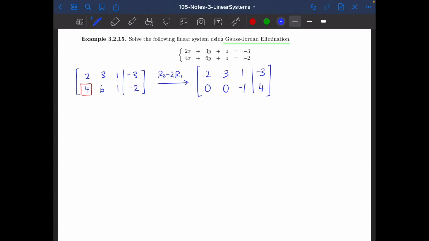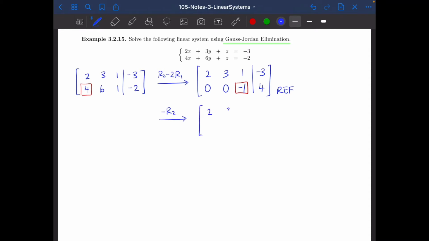And so this matrix is actually already in row echelon form. It is, however, not yet in reduced row echelon form. The leading entries are not leading ones. We have a leading 2 and a leading minus 1. And so let's take care of this leading minus 1. If we perform the elementary row operation minus row 2, that will become a leading 1.